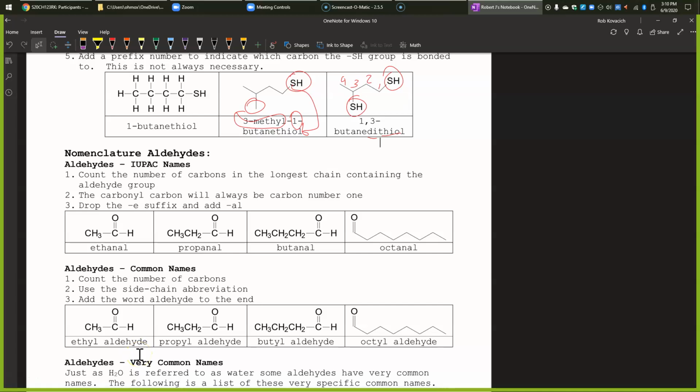The next one's an aldehyde. Aldehydes are easy to identify because they have to be on the end. Why do they have to be on the end of a carbon chain? Because they can't have as many bonds. They can't have multiple bonds.